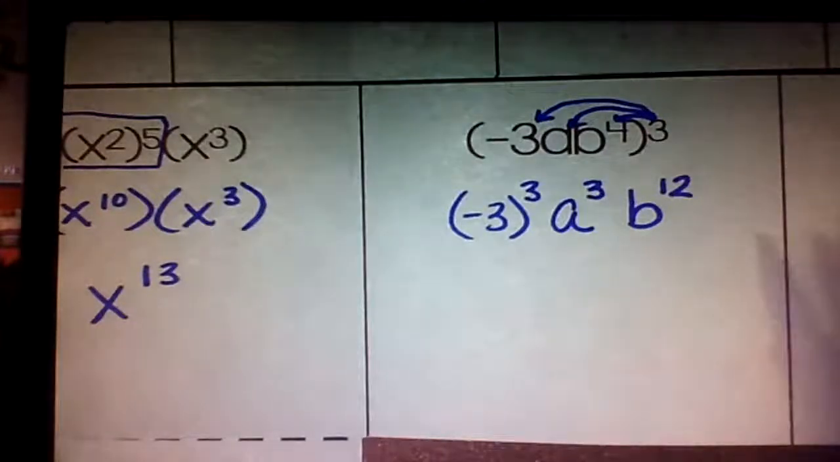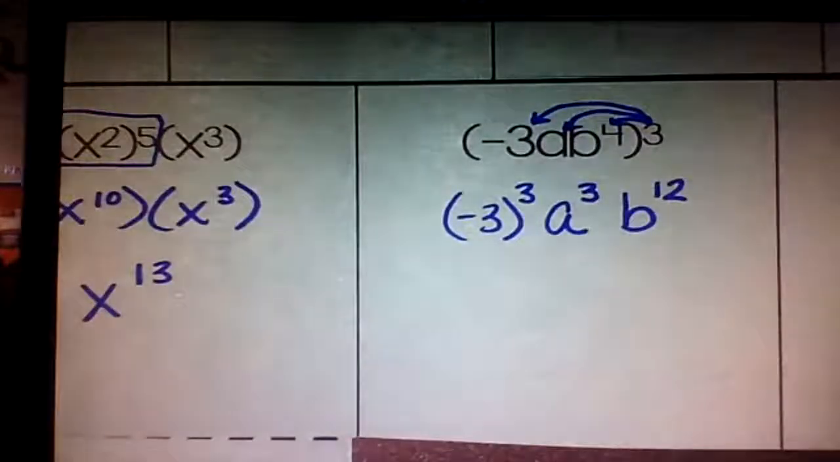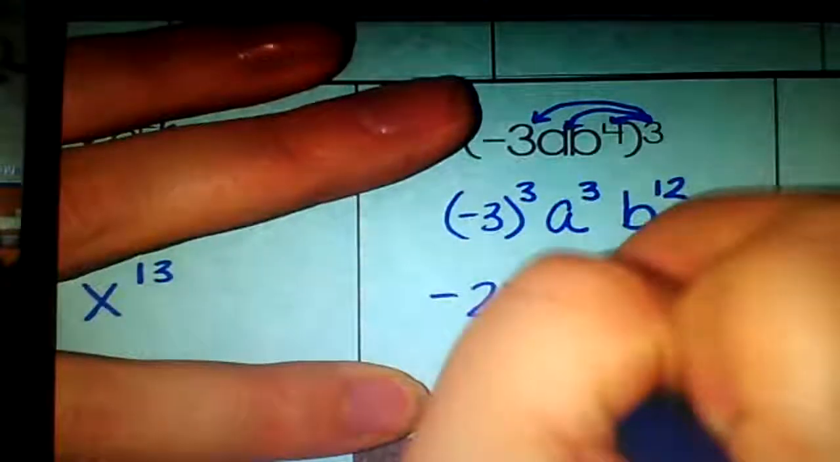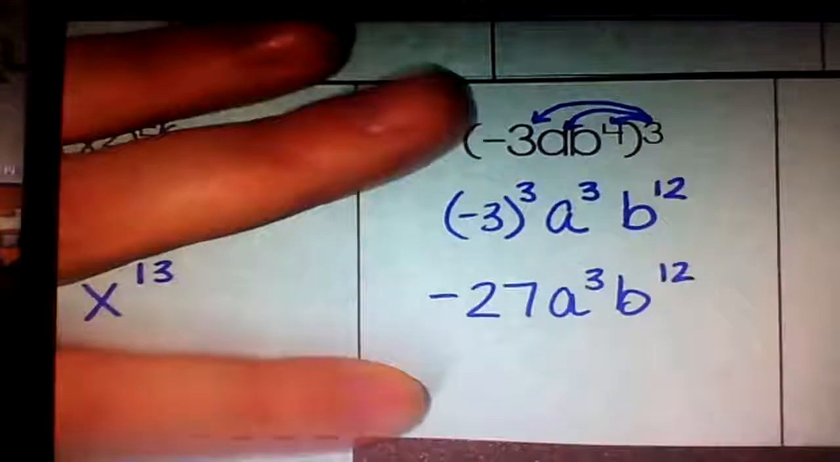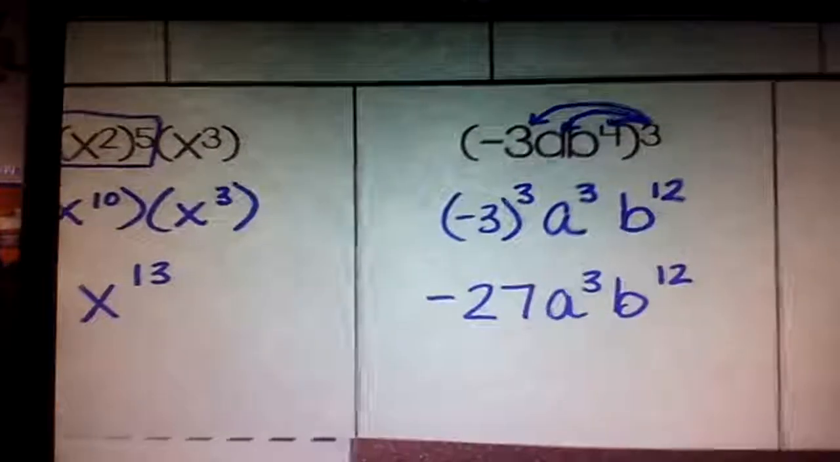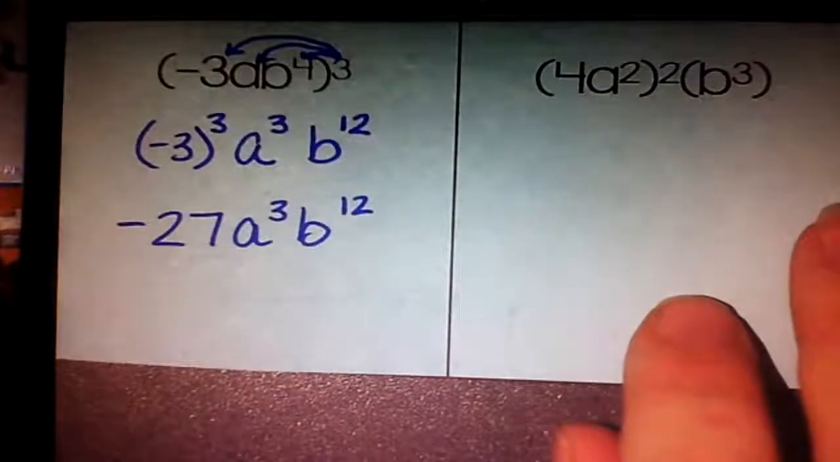So now we need to actually finish this. What's -3 to the 3rd? -27. Because you have -3 times -3, which is +9, times -3, which is -27. a cubed b to the 12th. That's it? No. Let's do one more. Negative 27 over 50. That was all.